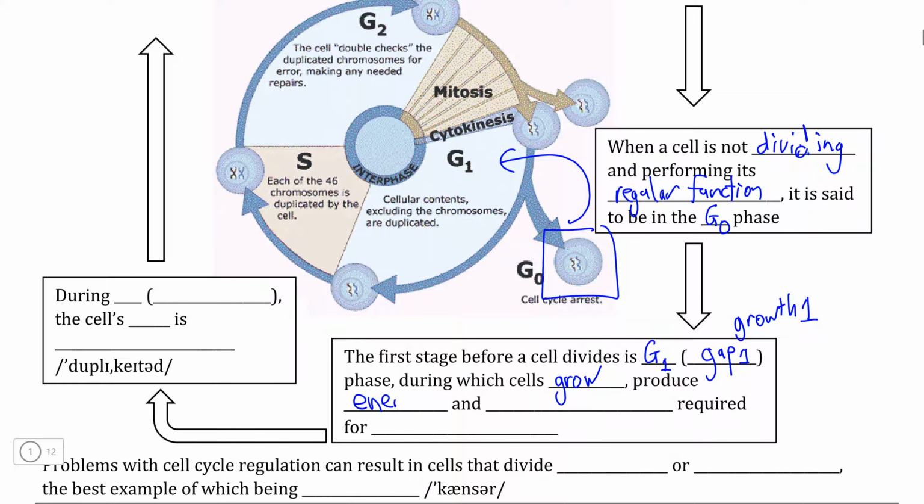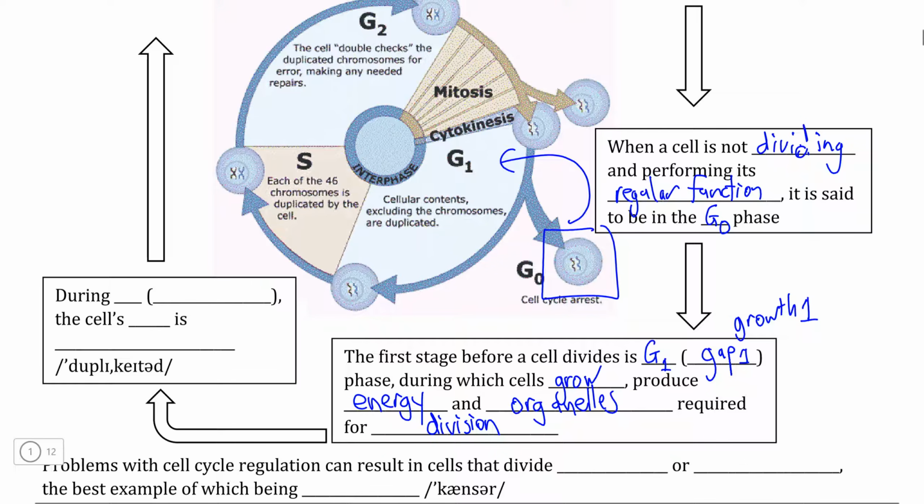Now, obviously, this would require a lot of energy, and this would also require all of the organelles, all of the individual components, such as the mitochondria, the endoplasmic reticulum, the Golgi complex, to duplicate themselves in order for cell division to occur. All of this occurs during the G1 phase, which is why this actually makes up the largest stage of the cell cycle.